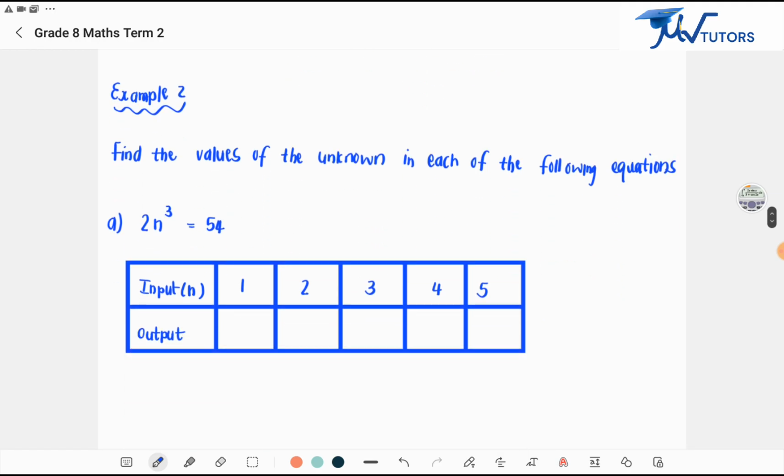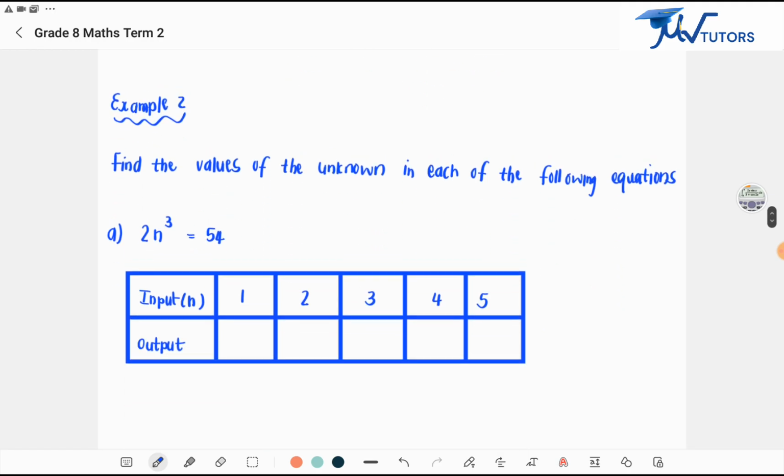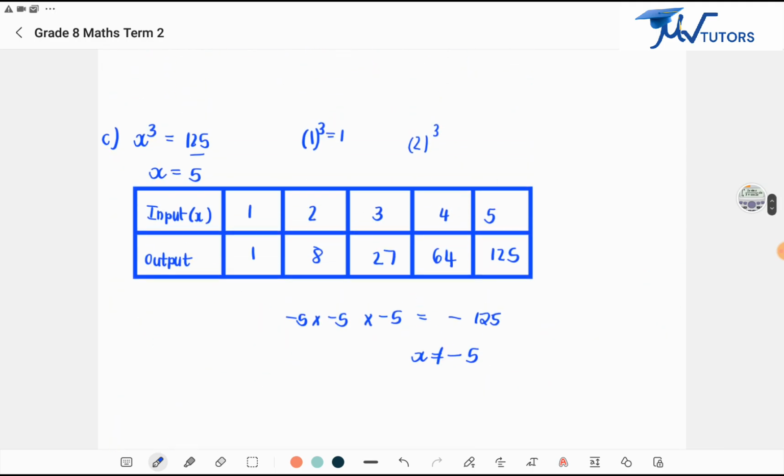Alright, now let's get to example number 2. Now it says, find the values of the unknown in each of the following equations. Alright, so we can use the table for it, or we can literally calculate it. Okay, let me show you with the previous example how you would calculate it.